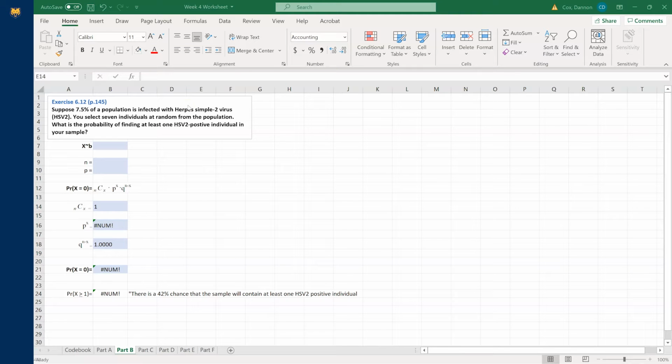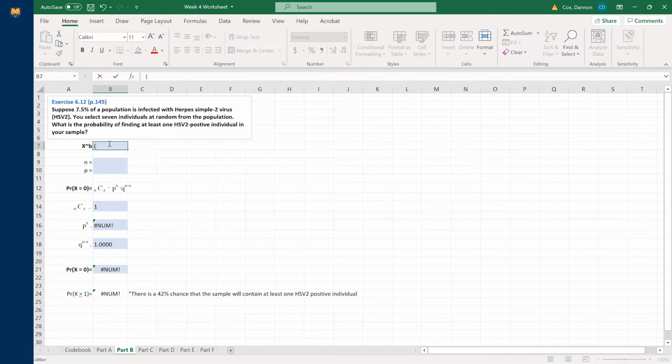We want to know, if we have 7 individuals at random, whether at least one of them has HSV2. In order to do this, we need to separate it into just two cases: do we have at least one, or do we have nothing? So in order to find this, we actually need to find the probability of having nothing, so 0.